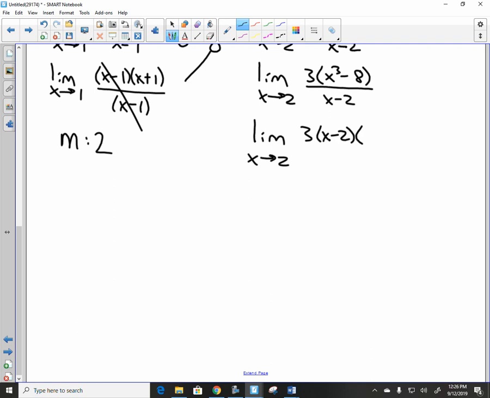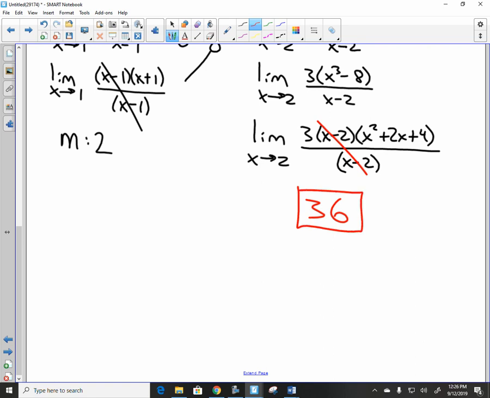What's the rest of it? X squared, 2x plus 4. We plug in 2. 2 squared is 4, plus 4 is 8, plus 4 is 12, times 3. Turns out the slope of this guy is 36 at that spot. Following along? We good?